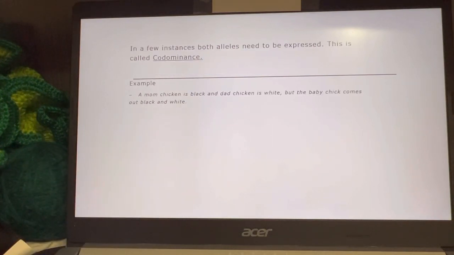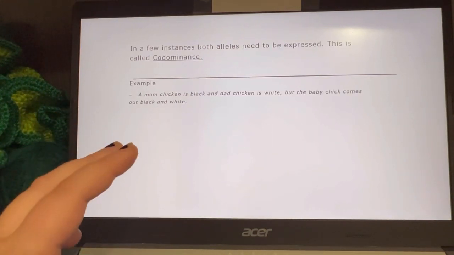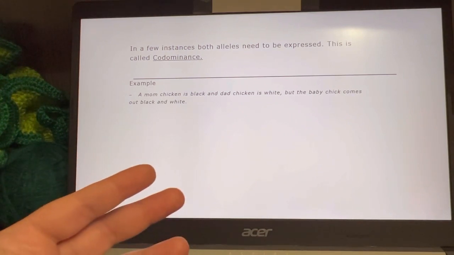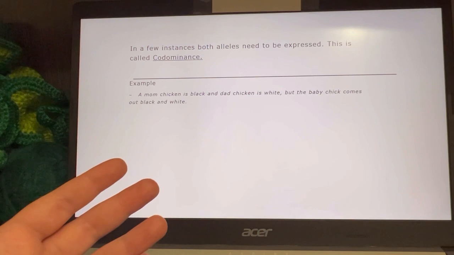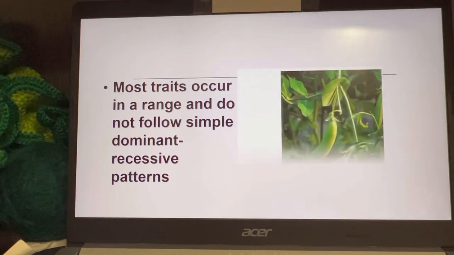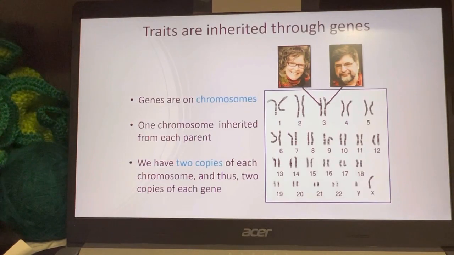Okay? So in a few instances, both alleles need to be expressed. That is co-dominance. For example, a mother chicken is black and the father chicken is white, but the baby chick comes out black and white. Alright, most traits occur in a range and do not follow simple dominant recessive patterns, like with the P's.